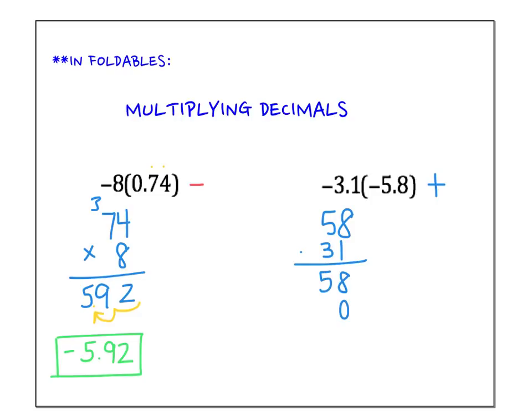Moving over a place now, I have 3 times 8, which is 24. And 3 times 5, which is 15, plus that 2. Remember, for these, you add up your columns. So I'm left with 1, 7, 9, 8. Count how many digits I need to move it, which is 2. I have a positive answer from my sign rules, so a final of 17.98.